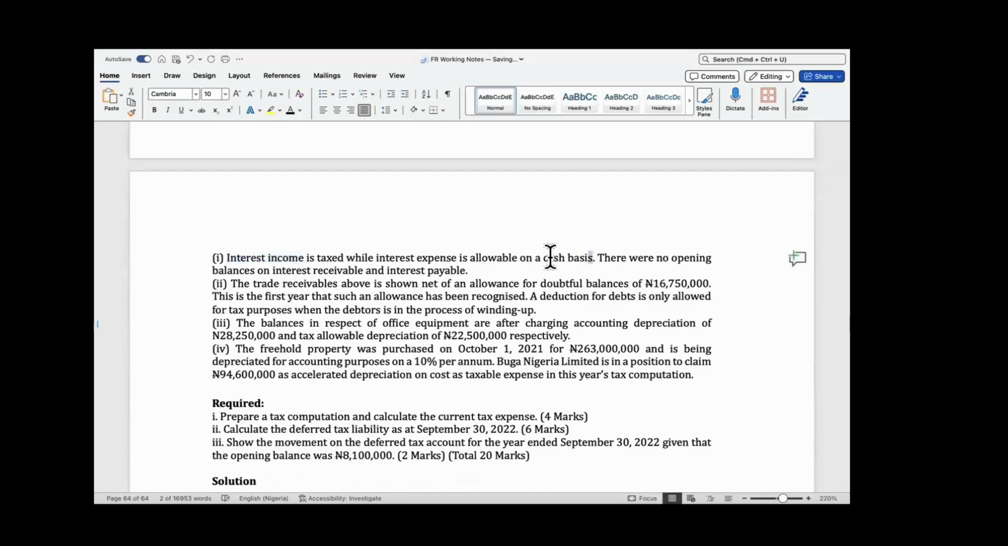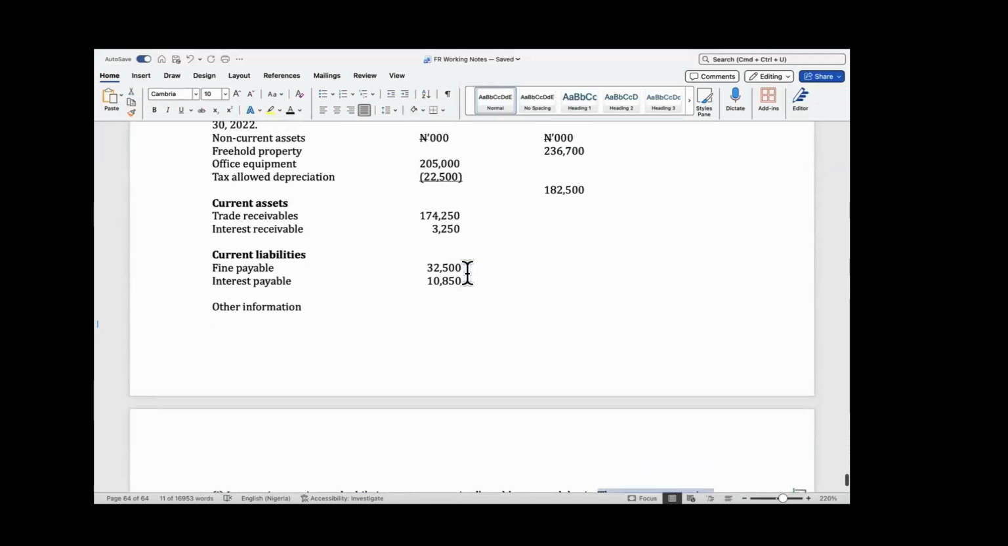expenses are allowed on a cash basis, which means that as far as this year is concerned, the taxman is disallowing interest expense and he will not tax interest income. And they told me that there were no opening balances for interest receivable and payable, which means that this interest receivable that happened in this year is entirely this year's because there's no opening. So this is also the interest income that went to P&L.